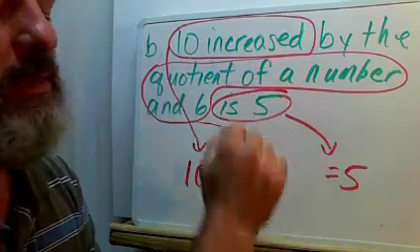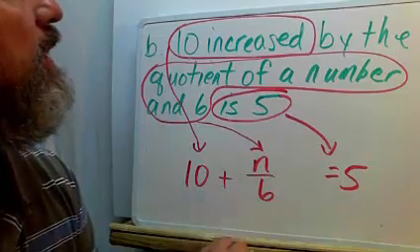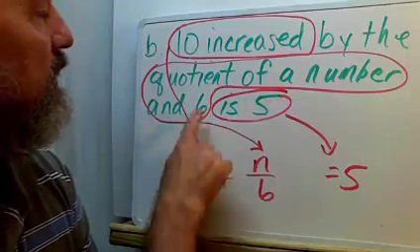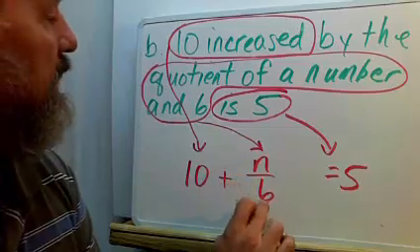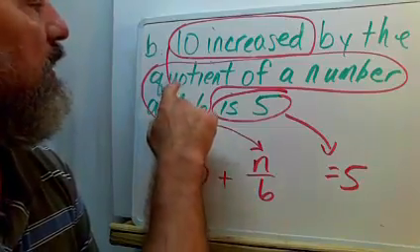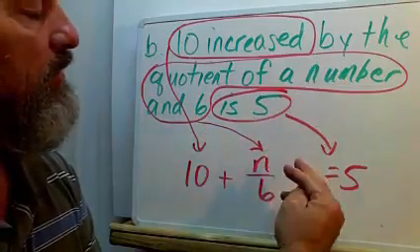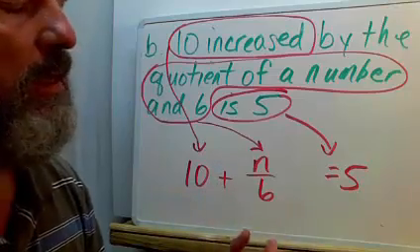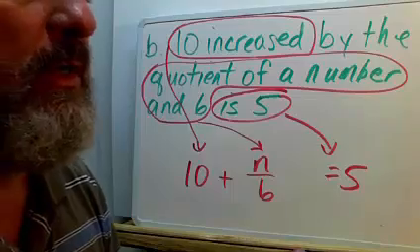10 increased, well, an increase is obviously an addition statement, so it's 10 plus. And then the quotient of a number and 6. A quotient is a division, a number, so it's n divided by 6. Now if this said quotient of 6 and a number, then you would reverse it and it would be 6 divided by n. The key thing to remember with division and subtraction is order does matter.